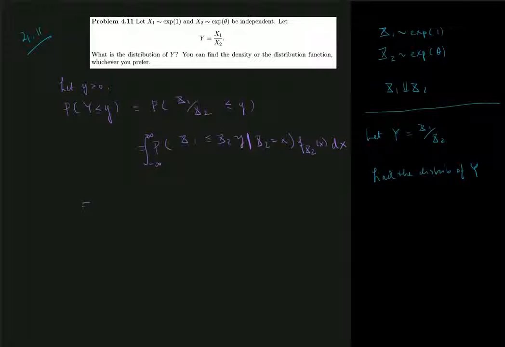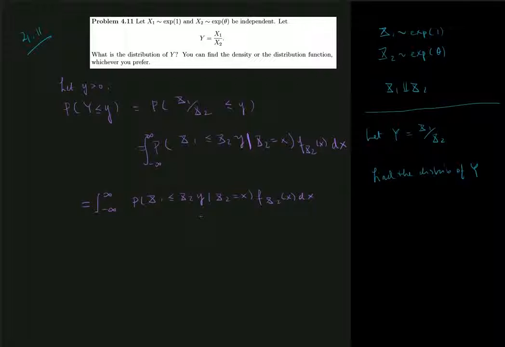Now, what do we have here? Well, we have the integral from minus infinity to infinity of the probability that x1 is smaller than or equal to x2 multiplied by y, given that x2 is equal to x. So I've just written the above down again. And let us just look at it and think about it really well, because what does this mean?